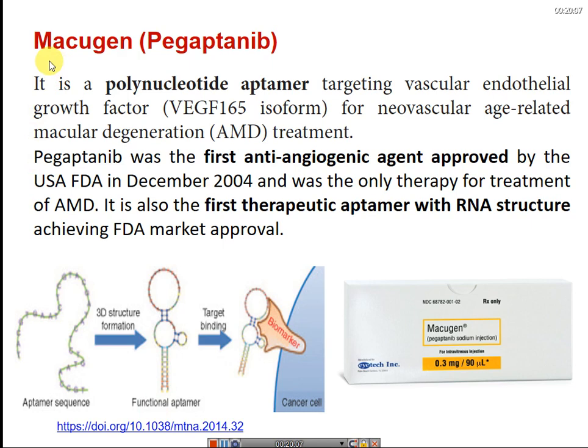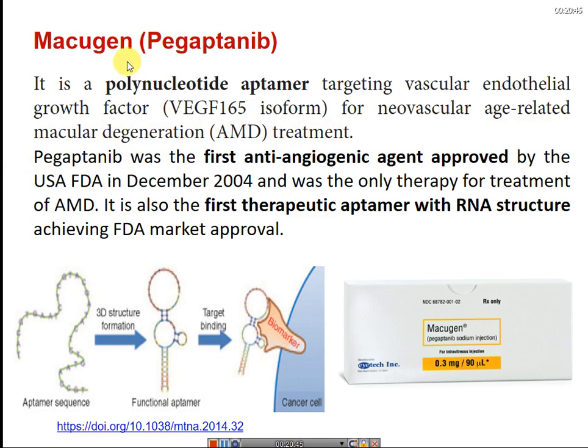Another gene therapy example is Macugen, also known as pegaptanib. What is the chemical nature of it? It is a polynucleotide aptamer, so it is based on aptamer therapy. It targets vascular endothelial growth factor for the treatment of neovascular age-related macular degeneration, AMD.